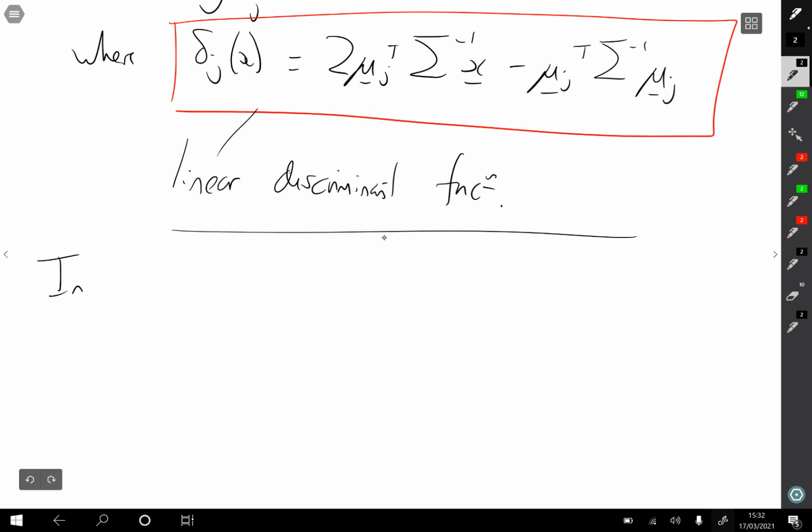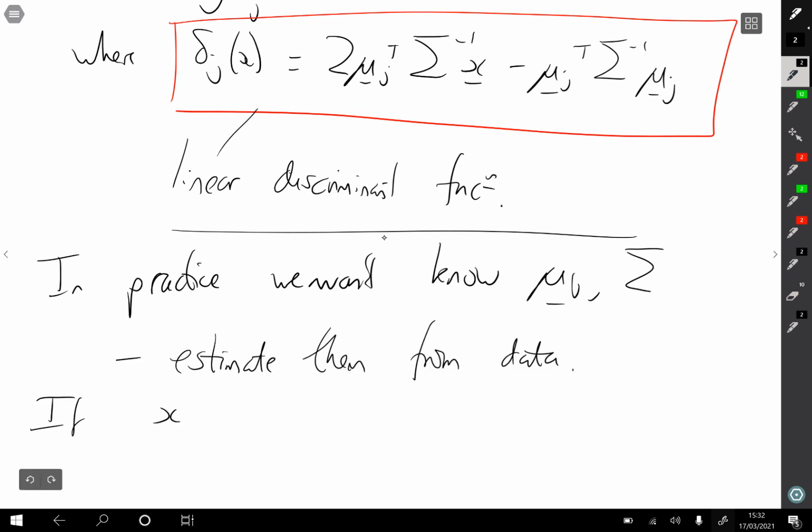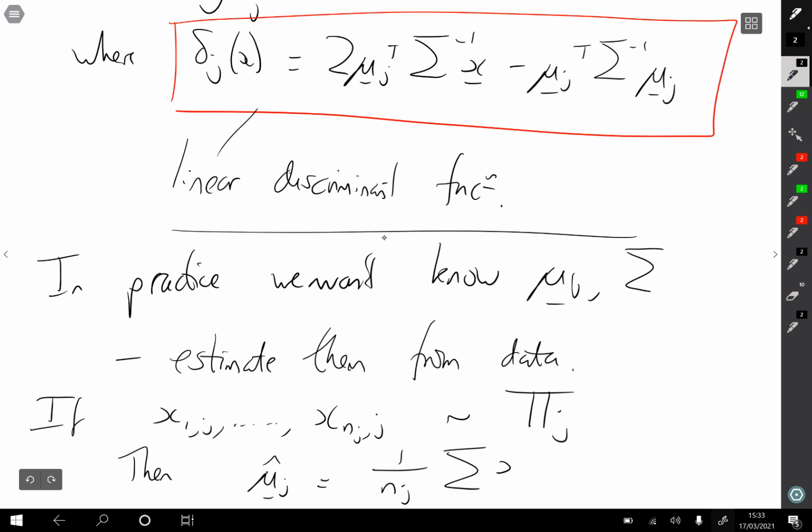In practice we won't know mu j or sigma, so we have to estimate them from data. If we're given data x1j up to x nj j from population j, then we use the sample mean as the estimate of mu j: mu j hat is 1 over nj, the sum of the x ij, i equals 1 up to nj. So that's the sample mean of all the observations we have from population j.